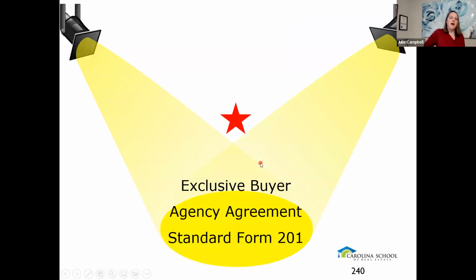So up next, we have our exclusive buyer agency agreement, standard form 201. Again, you don't need to know the numbers, just there for reference. The couple provisions, page 240 and 241. A lot of the buyer's agency agreement is very similar to the listing agreement, but there are a few different provisions. So those are mentioned on 240, 241, and we will see those.